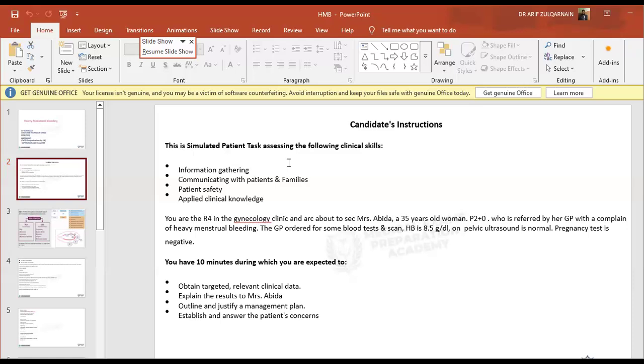So this is a simulated patient task, and you are the fourth-year resident in the gynae clinic, and you are about to see Mrs. Avda, a 35-year-old woman. She is para 2. She is referred by her GP for heavy menstrual bleeding. The GP has ordered some blood tests and a scan. Her hemoglobin is 8.5. Pelvic ultrasound is normal and pregnancy test is negative. Your task is to obtain targeted and relevant clinical data, explain the results, outline and justify a management plan, and establish and answer the patient's concerns.